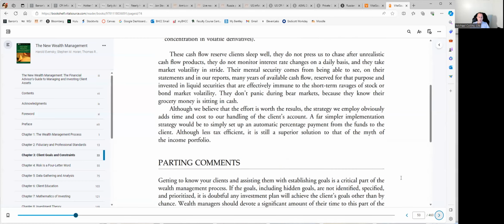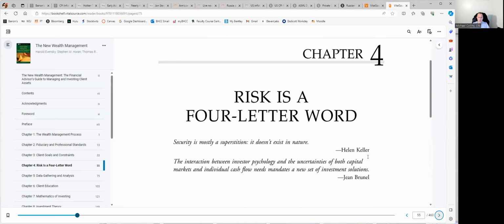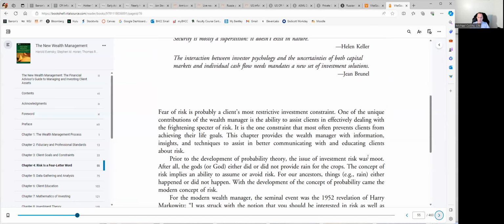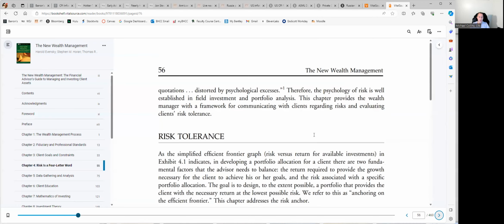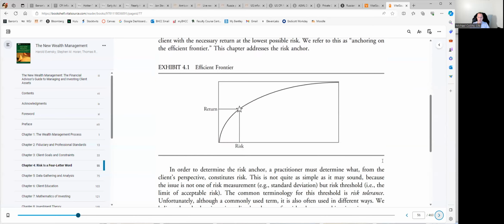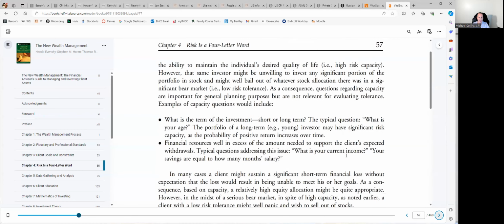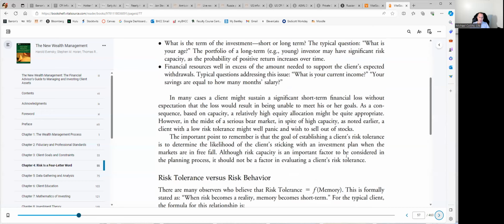Okay, now on to the final chapter, chapter 4. Risk is a 4-letter word. So be familiar with the term risk tolerance. Risk tolerance versus risk capacity, or oftentimes ability versus willingness to take risk. Sometimes those can be out of alignment.